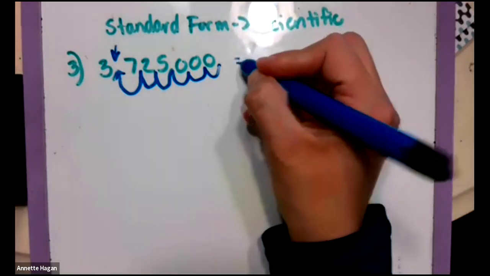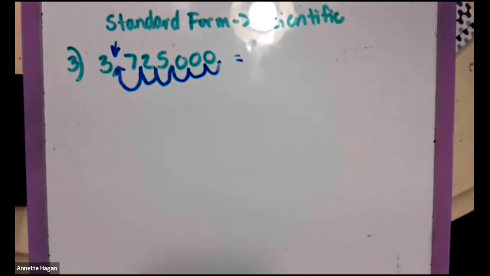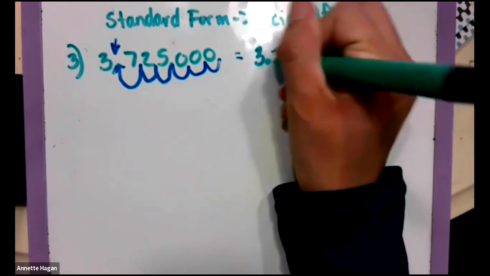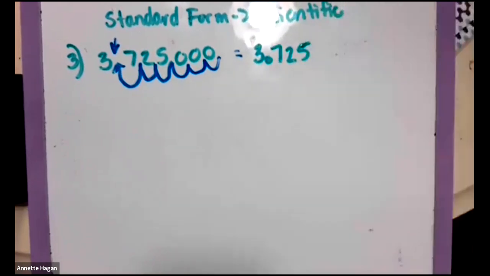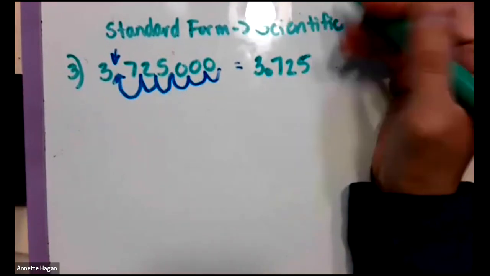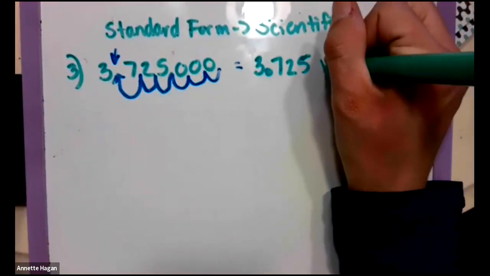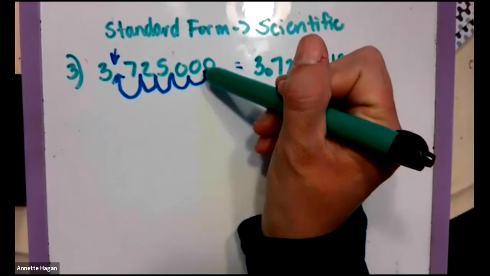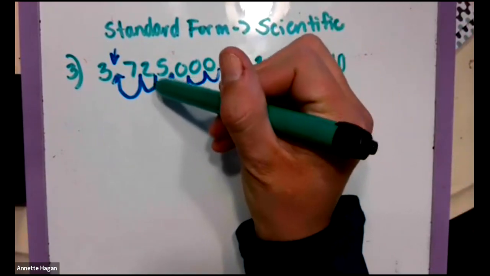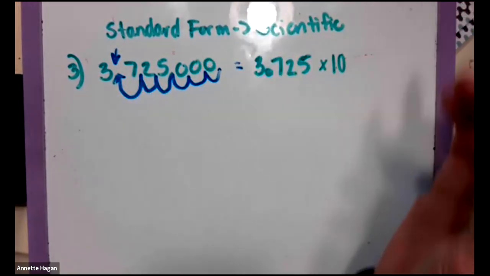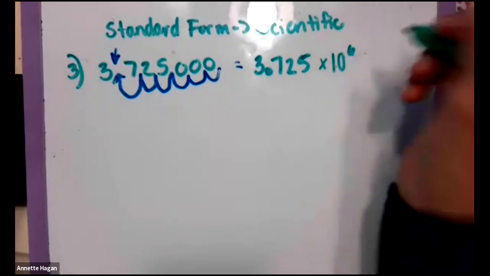So now here's how we're going to rewrite this. We're going to rewrite the 3.725, where my new decimal is. Now, the point of doing this was to make it smaller, so now I get to leave off all these zeros. So 3.725 times 10 to the what power? Well, I moved the decimal 1, 2, 3, 4, 5, 6 times, so that means it's 10 to the 6th power.